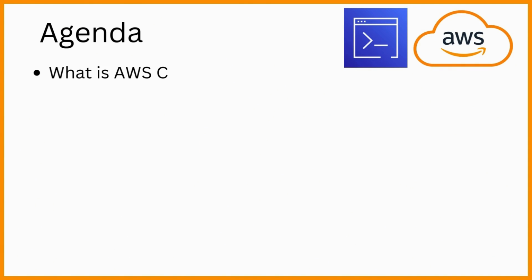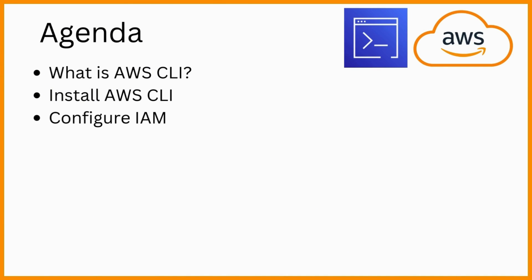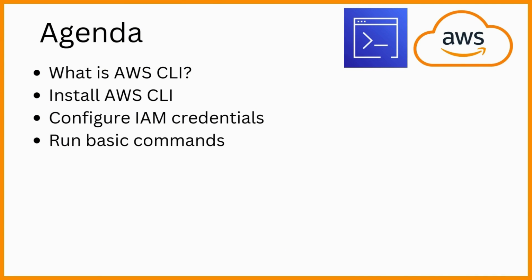And in today's video, we're going to talk about AWS CLI. We'll see what AWS CLI is. We'll install AWS CLI, configure AWS CLI with IAM credentials, and run some basic commands.